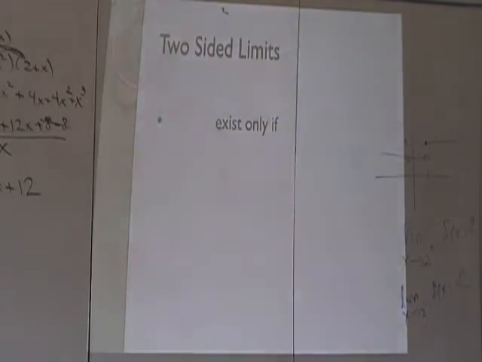Alright, so that was a one-sided limit. A two-sided limit, which looks like that, doesn't have a plus or a minus. So it's just the limit as x approaches some number. So if you don't see a plus or minus, you can assume that they're talking about a two-sided limit.